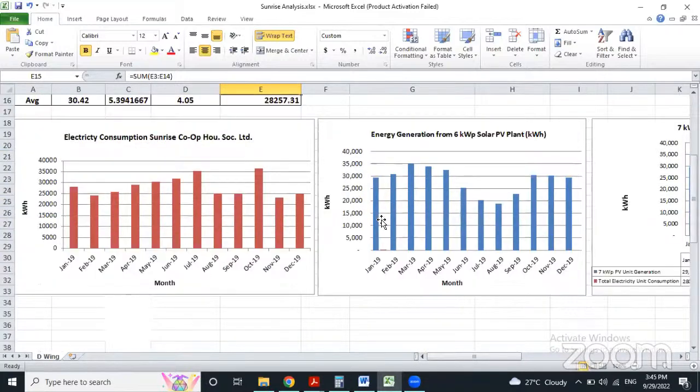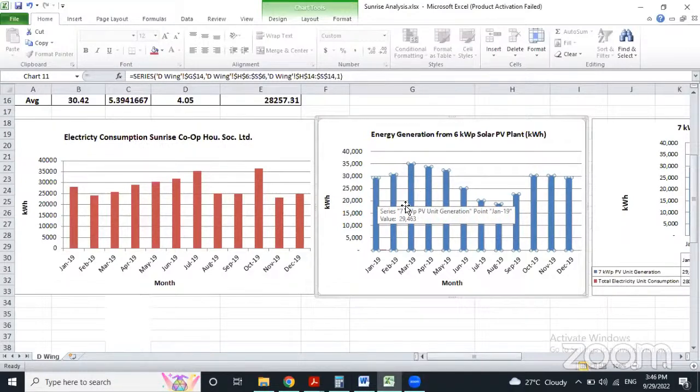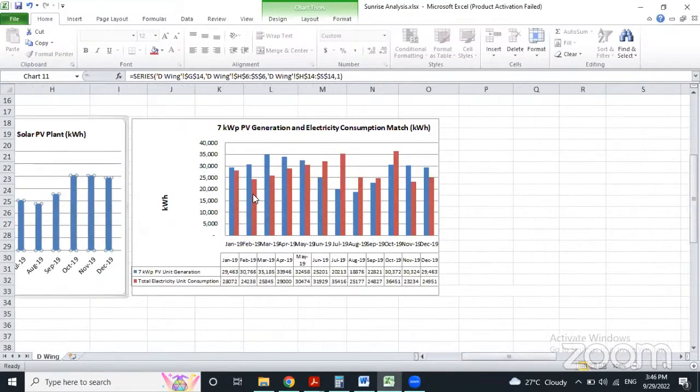As you see the graph, I also made the graph over here. This is the consumption, red color, from the electricity board, that is from the DISCOM. The blue color is the radiation. Through the radiation, we have estimated the generation. The generation is approximately this much. And when I compare it, as you can see, the red color is nothing but your electricity consumption. Blue color is your solar generation.